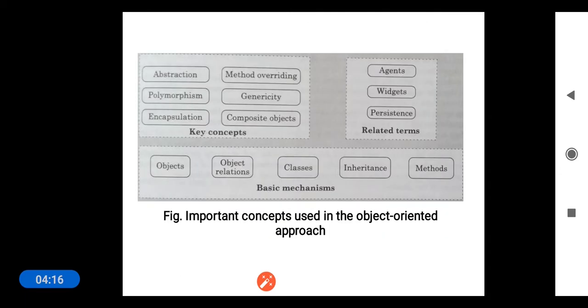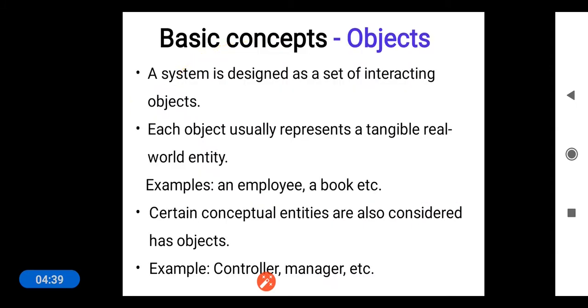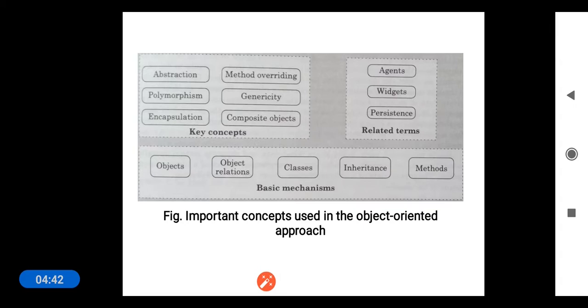So these are the important concepts which we need to revise: some basic mechanisms like objects, object relations, classes, inheritance, and methods, and a few key concepts like abstraction, polymorphism, encapsulation, method overriding, genericity, composite objects. Okay, these are the very key concepts of any object oriented programming language. And we should also discuss some related terms like agents, widgets, persistence. Generally we come across these terminologies whenever we go for the user interface, that is, while developing any graphical user interface.